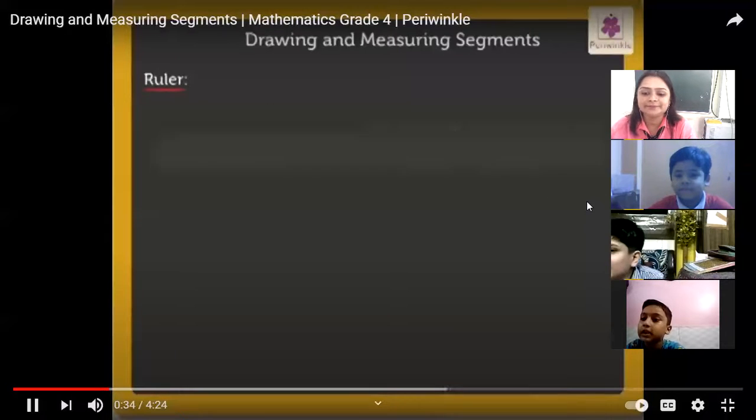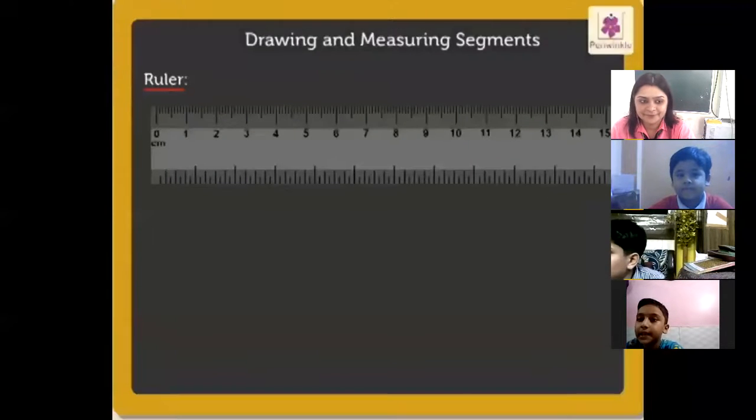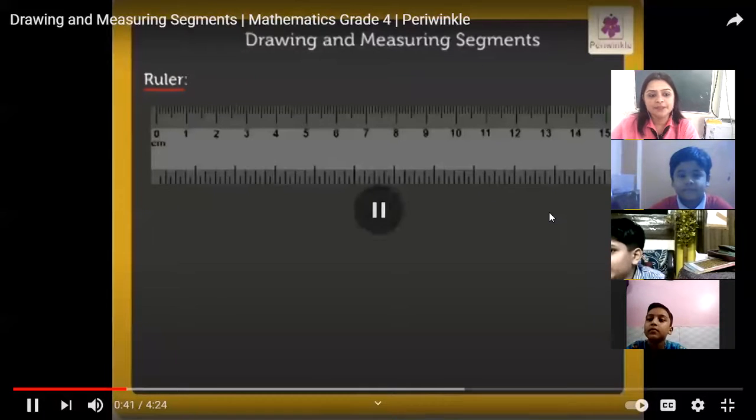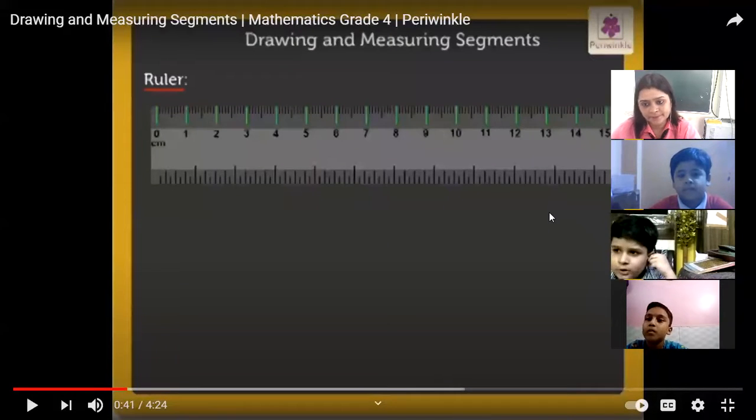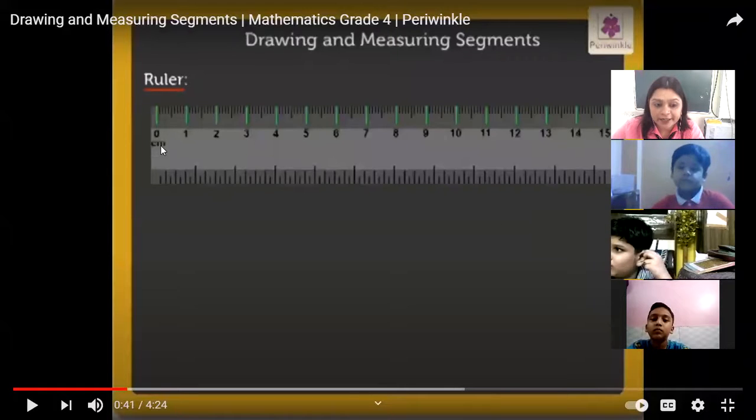Use a ruler or scale to draw and measure the length of line segments. So, beta, this is the instrument that we are going to use to draw and measure the line segment. This is a ruler, or we can say a scale. Okay. And these are the particular marks we must understand about it. So listen to it very carefully.